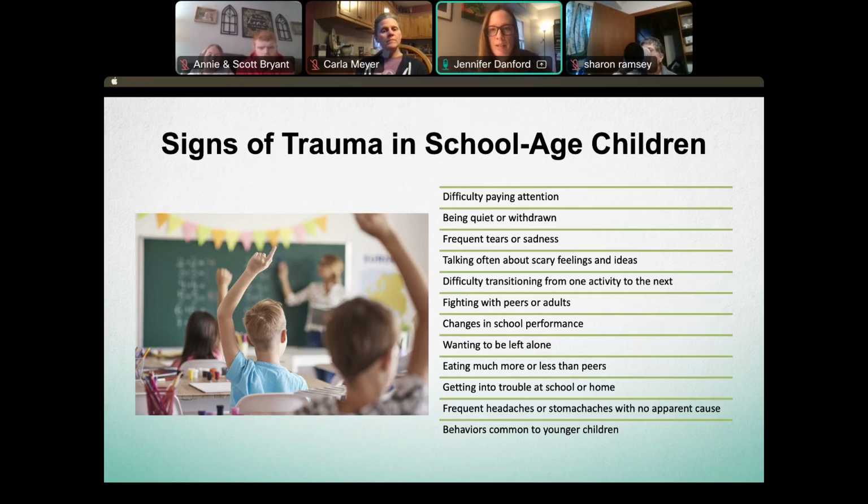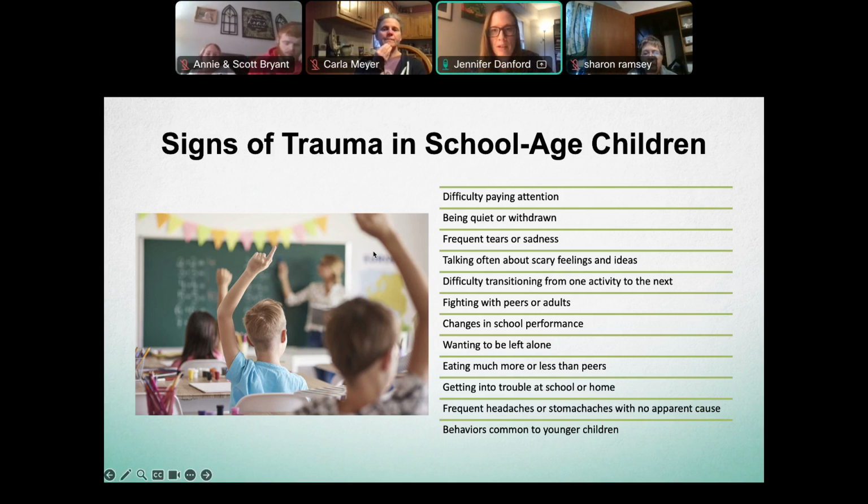Younger kids can't pay attention, they're quiet, withdrawn, cry a lot, talk about scary ideas or feelings, they can't transition, they fight, their school performance gets worse, they want to be left alone, eating issues, sleeping issues, a lot of somatic stuff like headaches, stomach aches, and sometimes their behavior regresses.